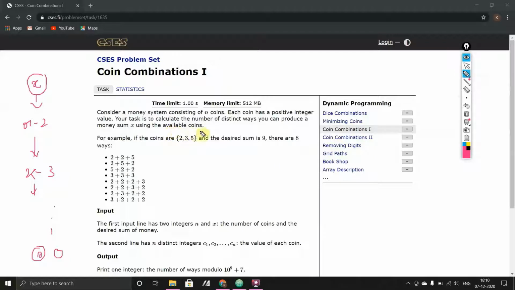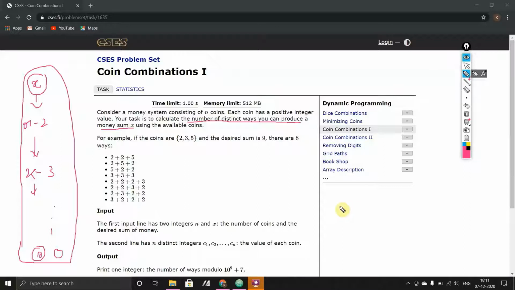Now again, let's try to think of a recursive algorithm which we can derive from this explanation. So let's think of it like this. Let A of I, array A, be an array in which I store the number of distinct ways in which you can produce a money sum x. Now this problem is different than minimizing coins in a way that in minimizing coins we actually had to minimize that number. Here again we have to calculate all the possible outcomes.